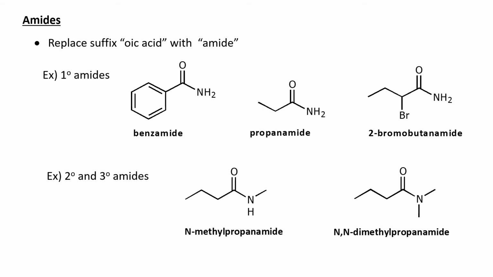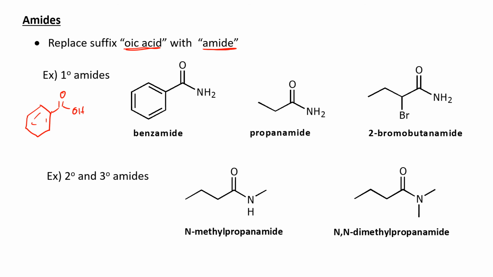For amides, remember these are all carboxylic acid derivatives. We're going to change the oic acid to the word amide. For primary amides, if this had been a carboxylic acid, you would have called this benzoic acid. However, because we have an amide, we're going to change the word oic acid to amide, so it's benzamide.